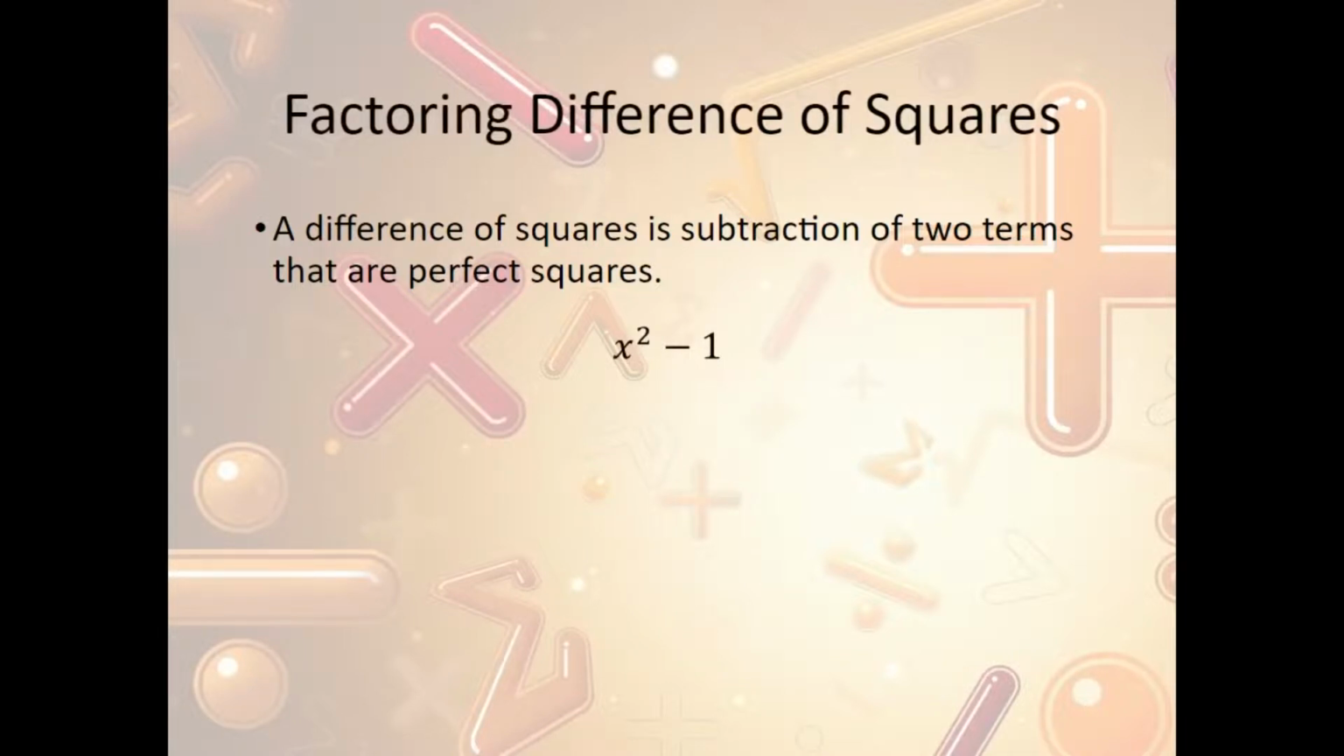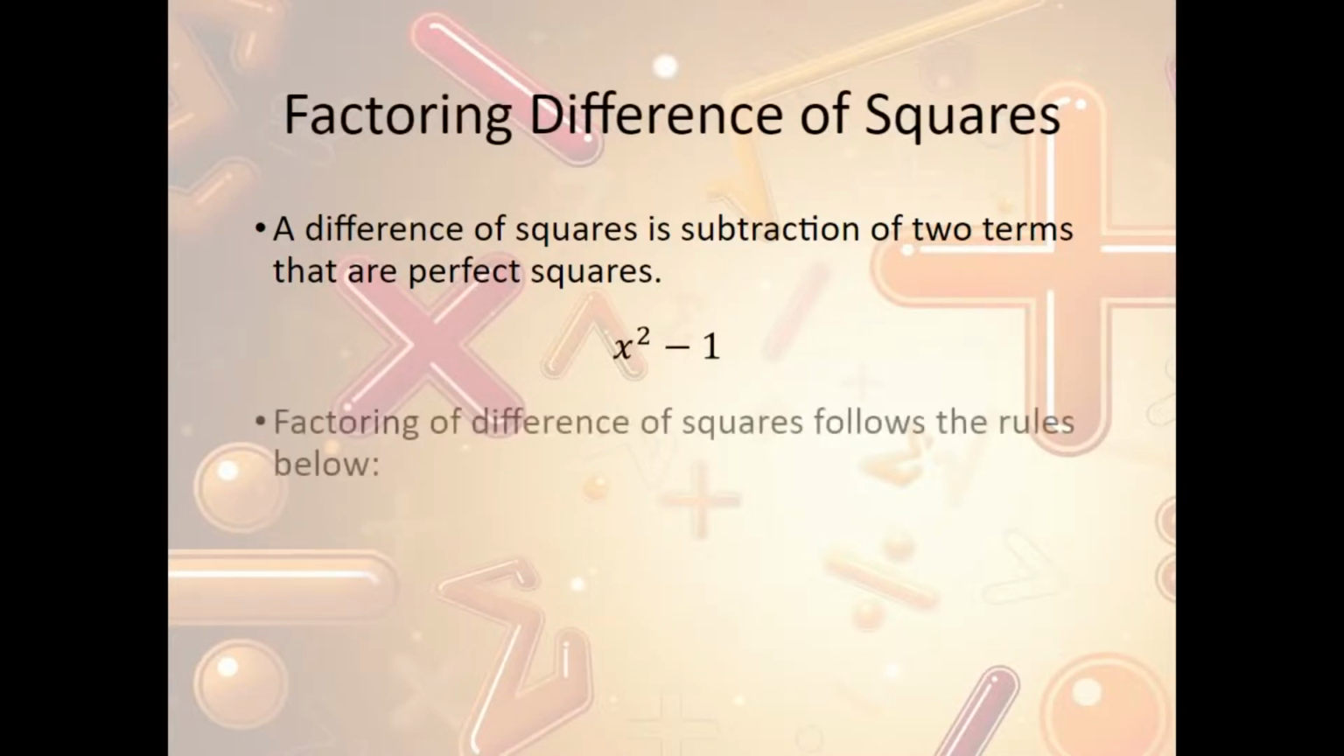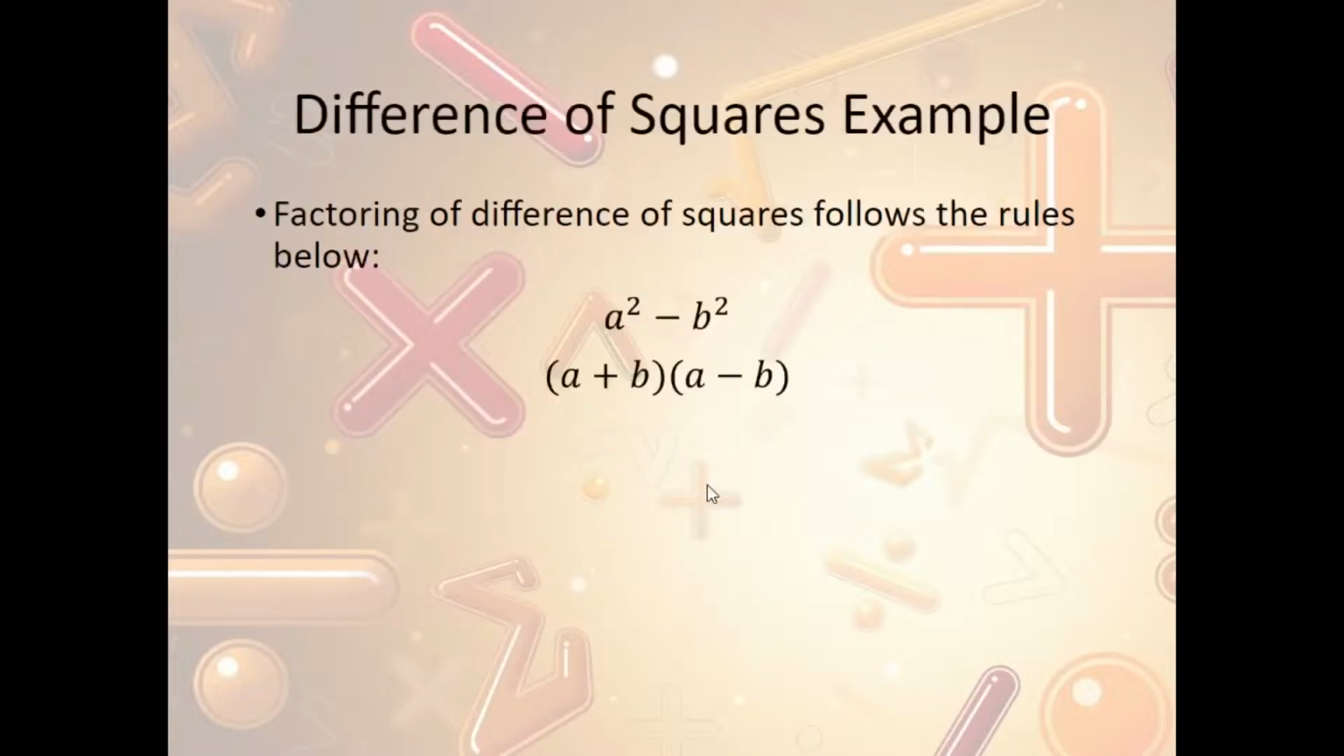So how do we factor a difference of squares? We're going to use the following method. Anytime we start with something like this, and we have a number squared minus a number squared, it becomes a plus b times a minus b. Okay, so it's just something you have to memorize. So a squared minus b squared is equal to a plus b times a minus b. So let's look at an example.